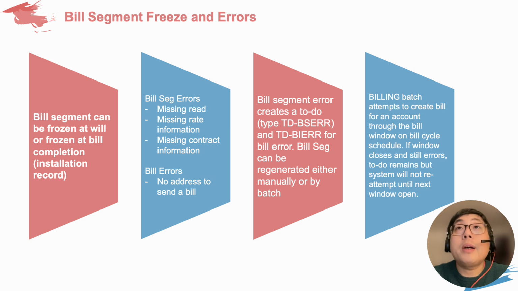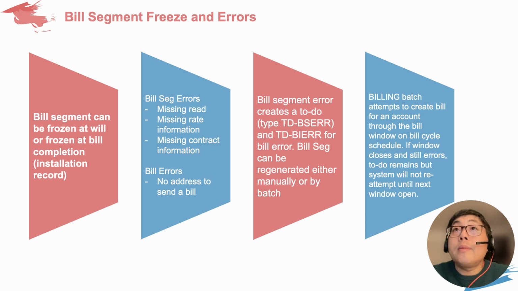When the bill segment error is generated, a to do is created. The to do type is to do BSERR, and for bill, it's the to do BIERR. In every project we would normally just reuse these, but they are very important because each of them might mean you have to assign it to a specific group of users to check why it failed, and it's important for the reporting as well each day.